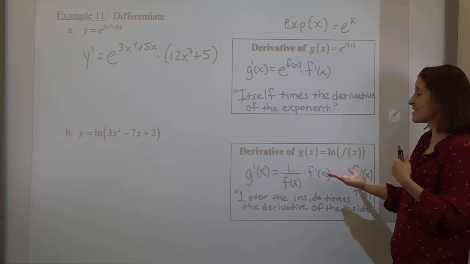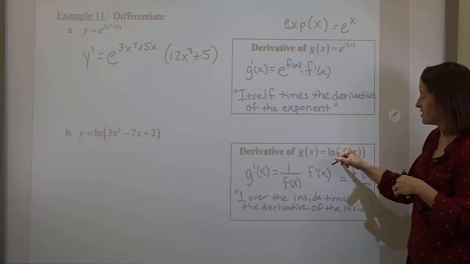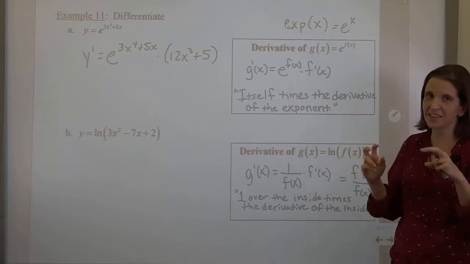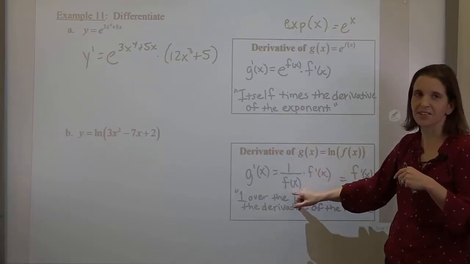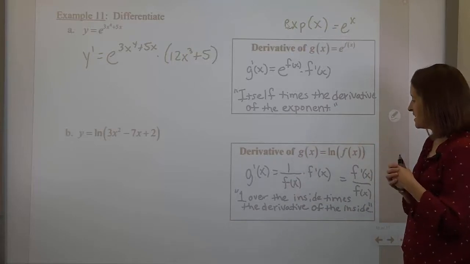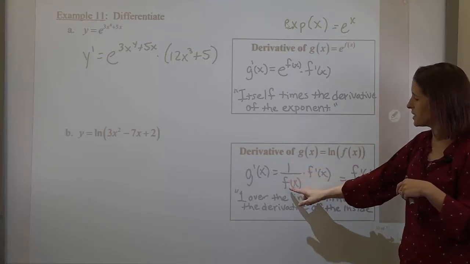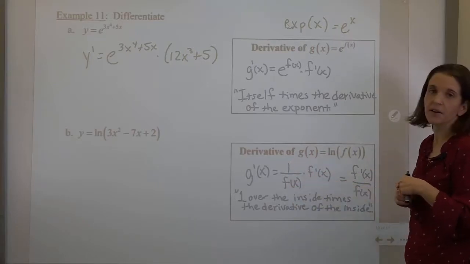So this one really kind of bothers people. The derivative of an ln does not have an ln in it. When we talk about leaving the inside alone, it's now down here, but it is, and then times the derivative of the inside. So it's 1 over the inside times the derivative of the inside.